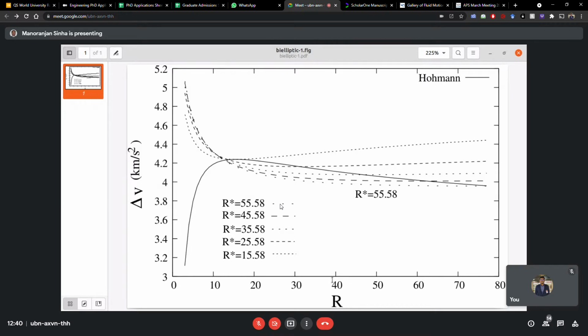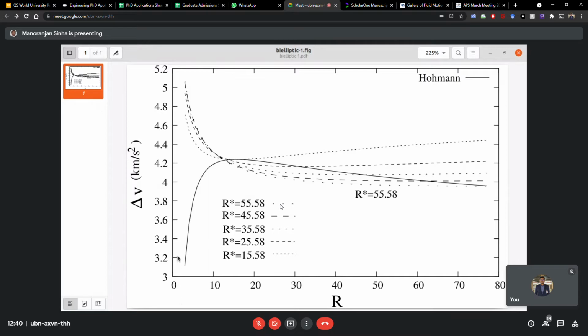Okay, sir, but for this bielliptic transfer, the delta V is delta VA plus delta VB plus delta VC, right, in this figure? All the three. Okay, sir. I will return to your question again. I just wanted to show you what is happening here.